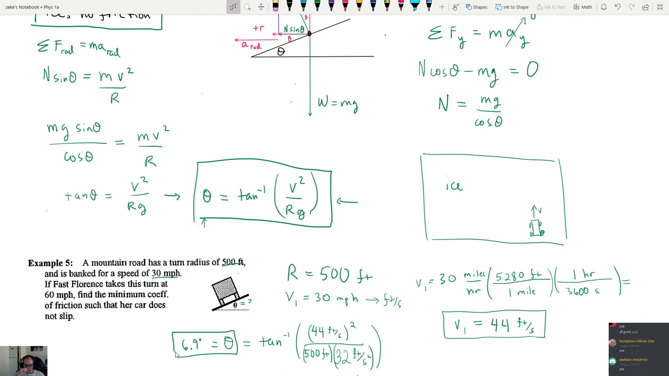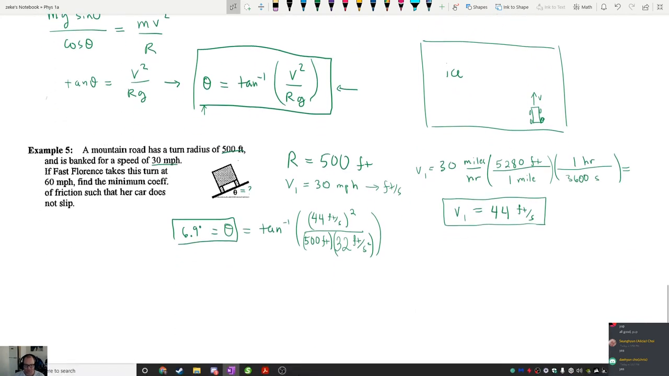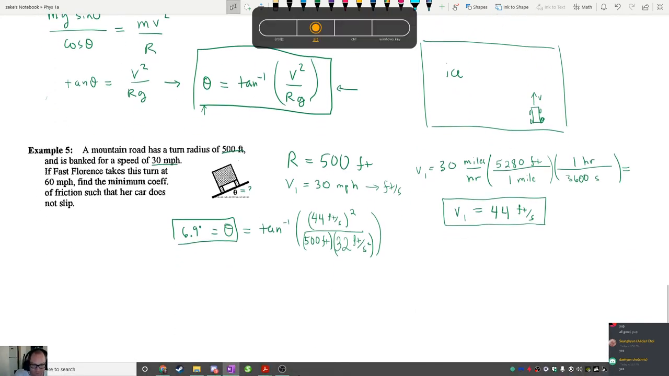So, let's go to the second half of this. It says, if someone takes this turn at 60 miles an hour, find the minimum coefficient of friction such that the car does not slip. So now there's going to be a coefficient of friction, which means we're going to add friction to the problem, which is going to make it a little bit trickier. And we're going to change the speed up to 60 miles an hour. So the person's going faster than they should on this turn, which I'm sure you've all done, too. I drive faster than I'm supposed to on roads, too.